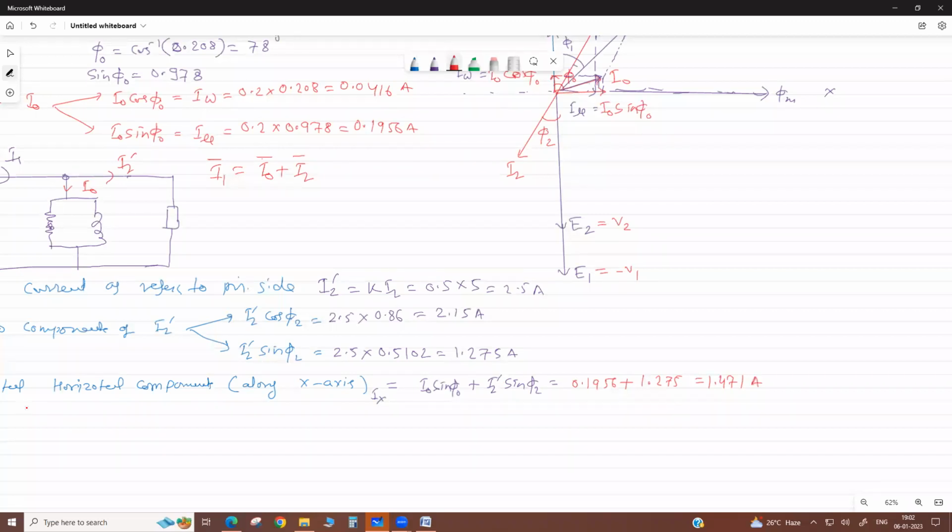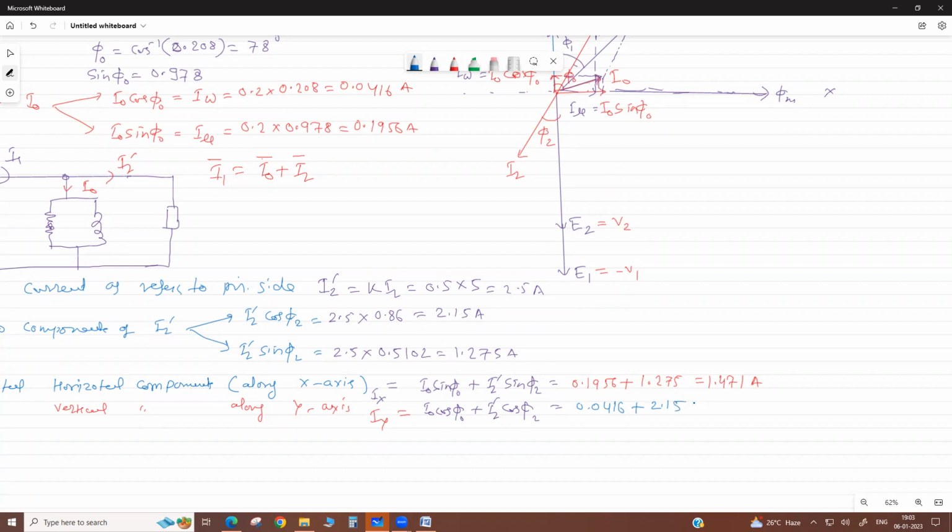Second, we calculate the total vertical component, that is along the y-axis. So that is Iy. Iy equals I naught cos terms plus I2 dash cos phi 2. It comes: here I naught cos phi 2 is 0.0416 plus here it is 2.15.